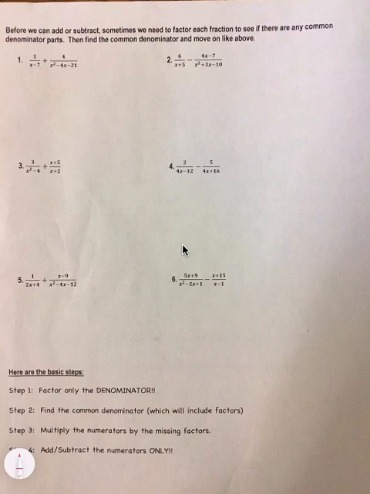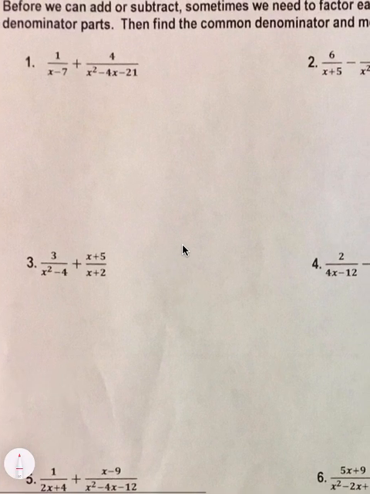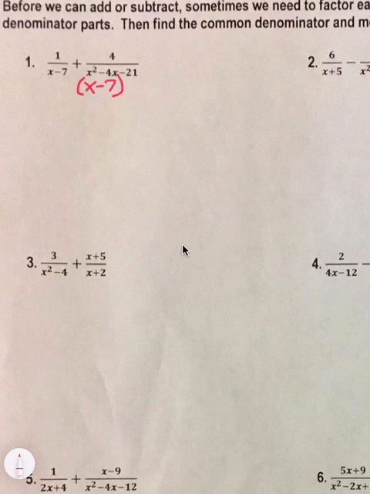So if we look, number 1, 1 over x minus 7 and x squared minus 4x minus 21. So if we look at the x squared minus 4x minus 21, and I use my a times c method, I'm going to end up with x minus 7 times x plus 3. And you can see x times x is x squared, negative 7x plus 3x is negative 4x, negative 7 times 3 is negative 21. So those are the factors.